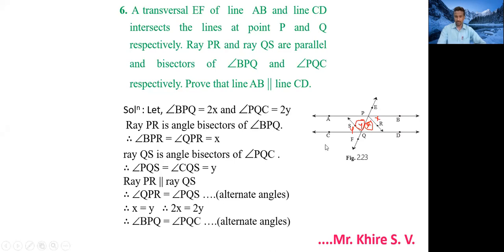Therefore, angle BPQ is equal to angle PQC. These two are also alternate angles. Therefore, we can say that line AB is parallel to line CD, because angle BPQ is equal to angle PQC. These are also alternate angles, that is, 2x is equal to 2y. Therefore, these alternate angles are congruent. Hence, we can say that line AB is parallel to line CD.